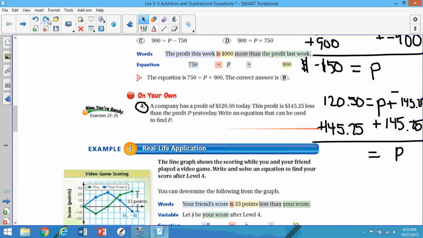And I'm going to end up then with P equaling, on this side, the negative 145.25 and the positive 125.45 cancel out. And on the left, you're left with $265.75. And that would be your answer. If you answered that right, you can move on. If you made a mistake, I need you to rewatch this portion of the video to make sure that you understand it.